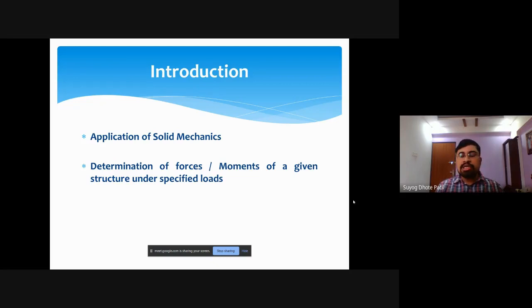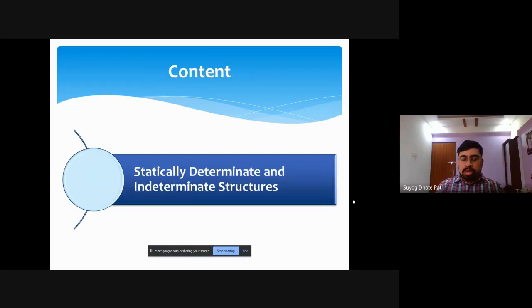So particularly, structural analysis is the determination of these unknown forces in the form of shear force, bending moment, axial forces, and support reactions. We have to find these unknown forces with the help of known forces for the given structure. That is termed structural analysis for a particular building. So our topic is statically determinate and indeterminate structures.